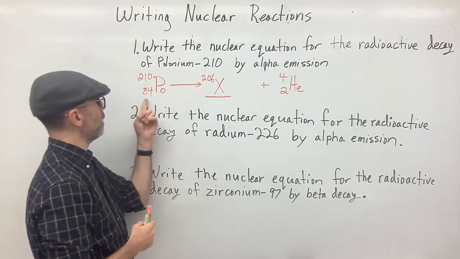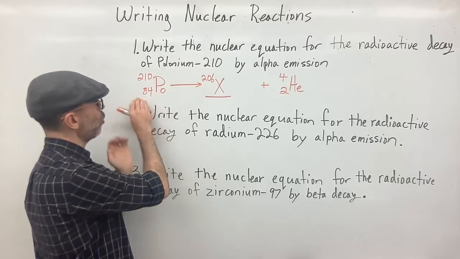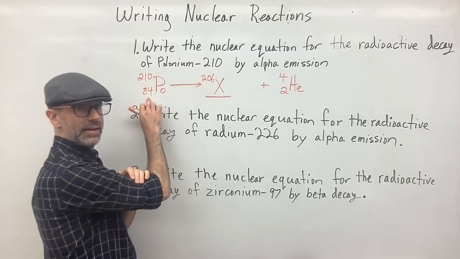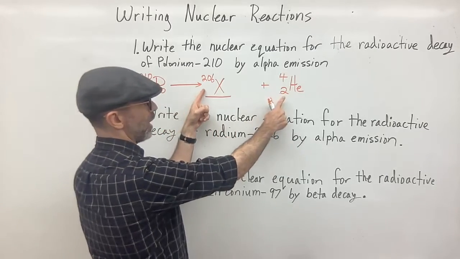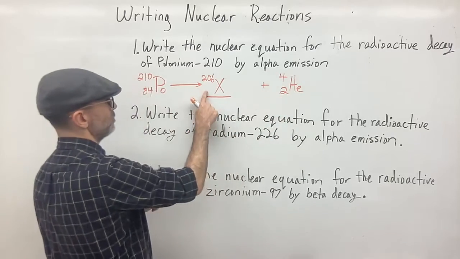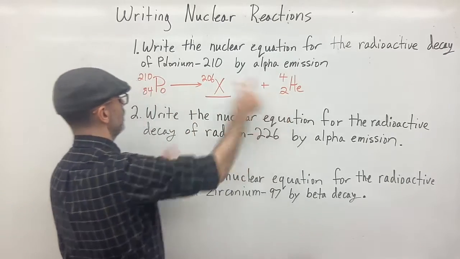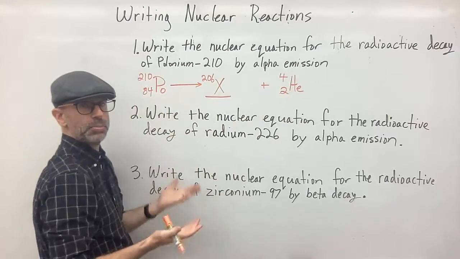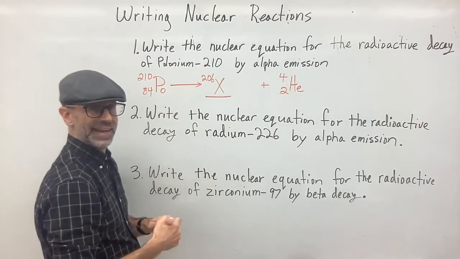Now, the same thing for the bottom numbers. The total bottom number on this side has to equal both bottom numbers on this side together. So something plus 2 should give us 84. What plus 2 gives us 84? That's 82.